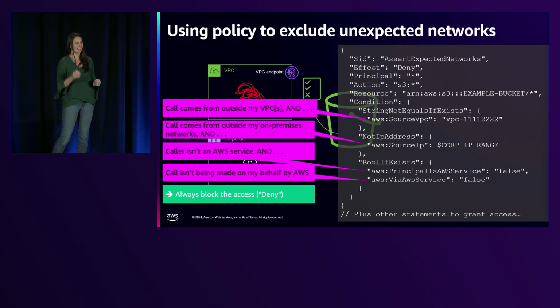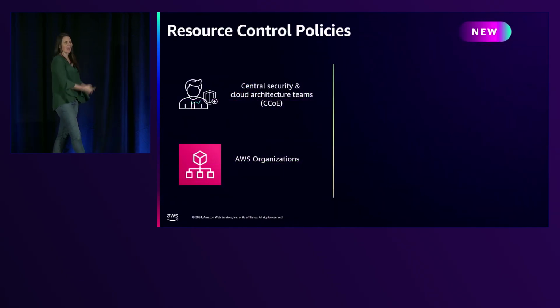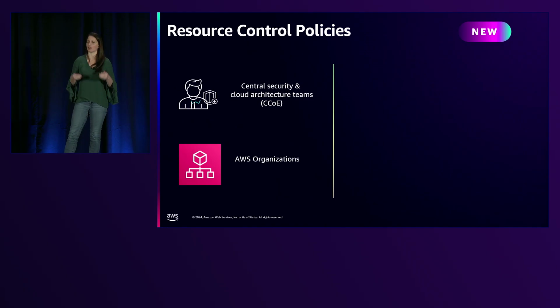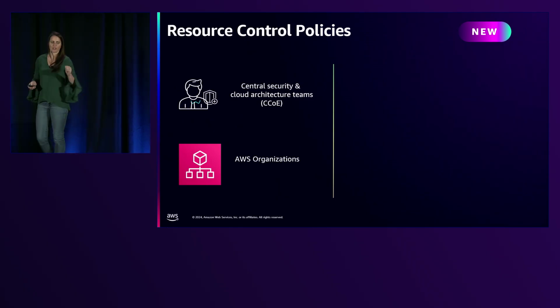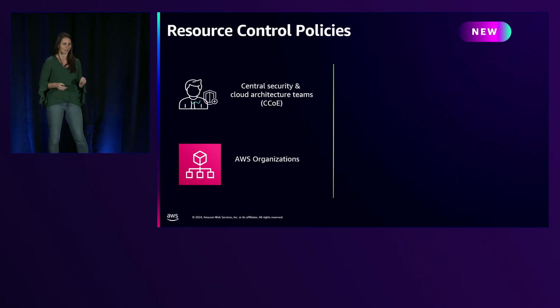And so you're probably thinking, love this. I need a data perimeter. I need it on all my buckets. But you know what? I have hundreds, thousands, tens of thousands more buckets. I don't want to spend energy or manpower auditing that every single one of them has the same deny statement in here. Well, we just launched resource control policies a few weeks ago.